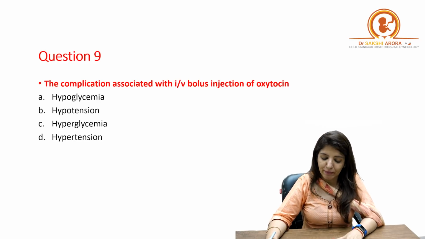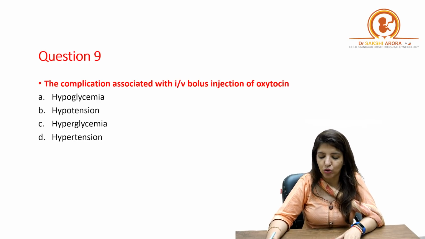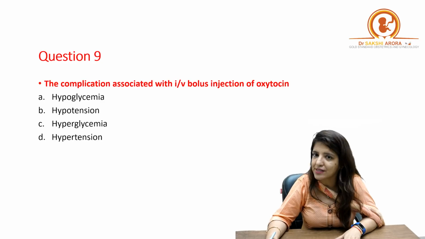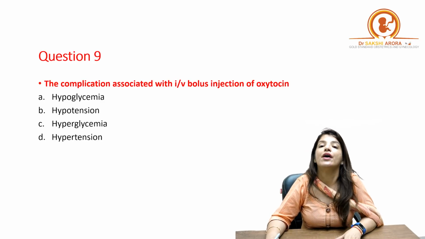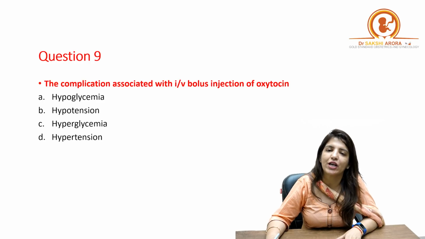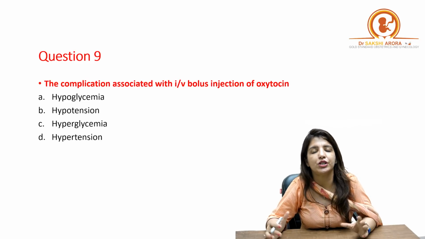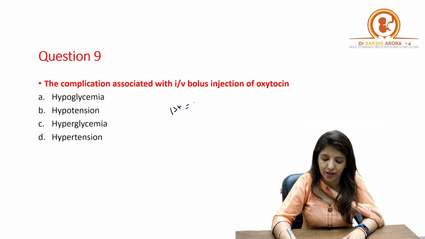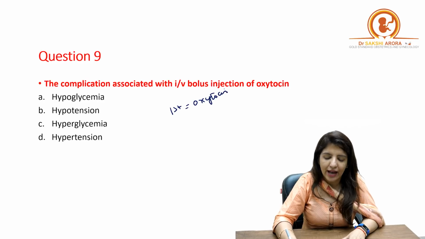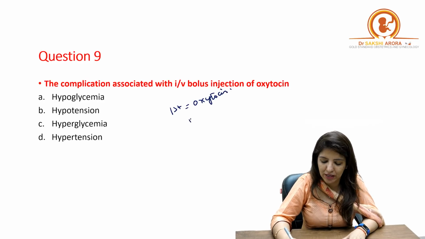Question number 9. The complication associated with IV bolus injection of oxytocin. Again, a single liner which we've done in class. I told you that whether you are managing PPH or whether you want to prevent PPH, that is in active management of third stage of labor, in both these situations, the first line drug is oxytocin. And oxytocin should always be given either intramuscularly or as IV infusion.